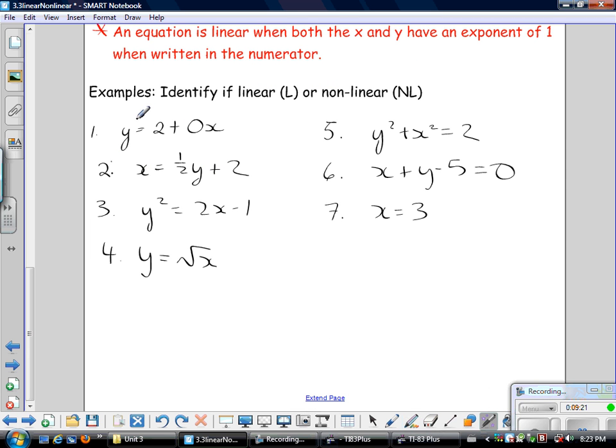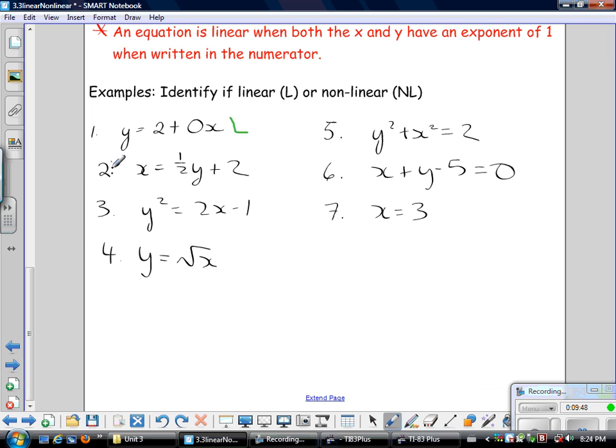Okay, so when I look at the first one, and we're going to examine it with the magic pen first of all, I can see my y's to the power of 1, and well, I have 0 times x. Well, it's to the power of 1. Now, normally I wouldn't see any of this here at all. I put it there on purpose. So we have y to the power of 1 and really not an x. So therefore, it's going to be linear. So we're going to use just an L for linear.